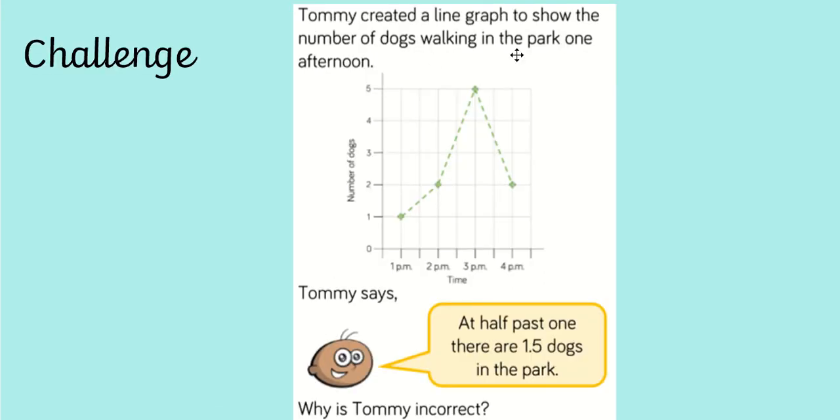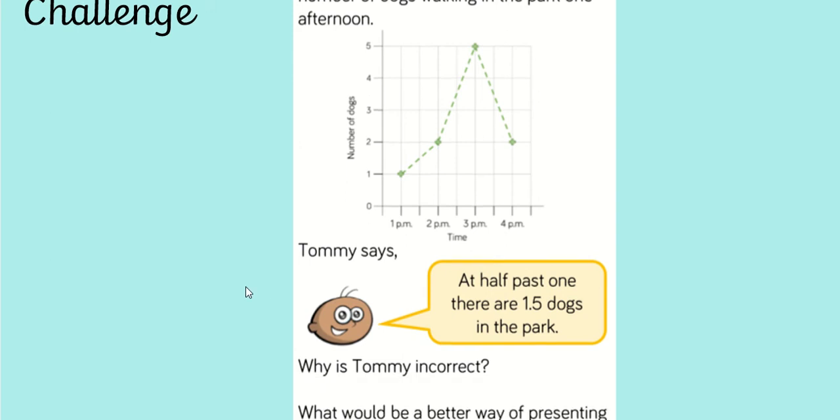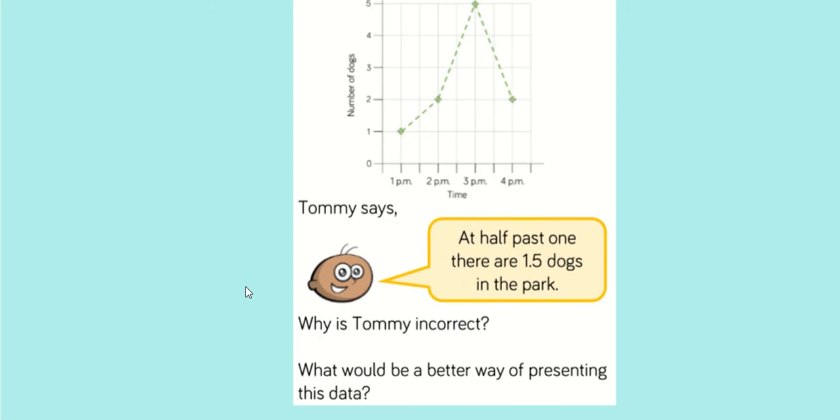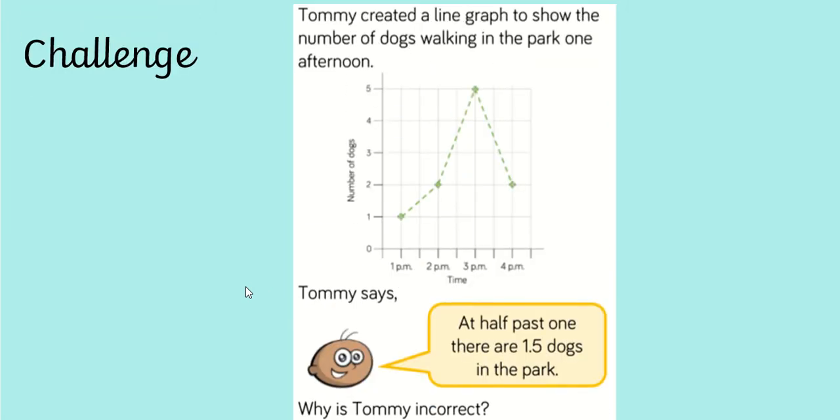Okay, here's our challenge question. Tommy created a line graph to show the number of dogs walking in the park one afternoon. Tommy says, at 1:30, there are 1.5 dogs in the park. Why is Tommy incorrect? And what would be a better way of presenting this data? Pause the video now to work out your answer.